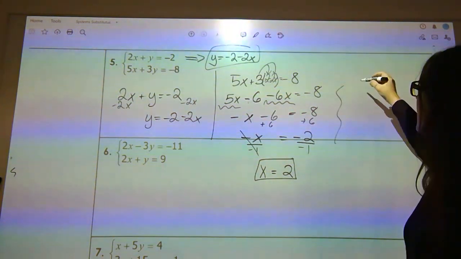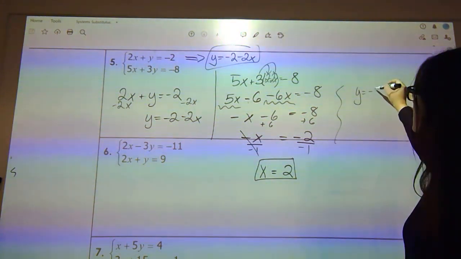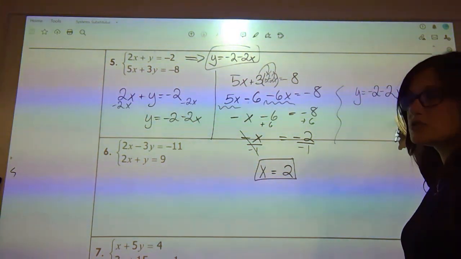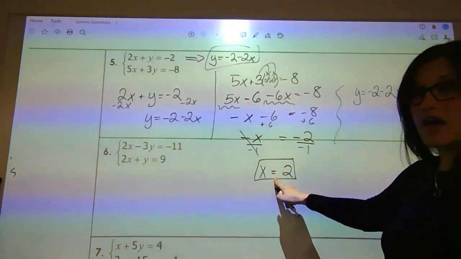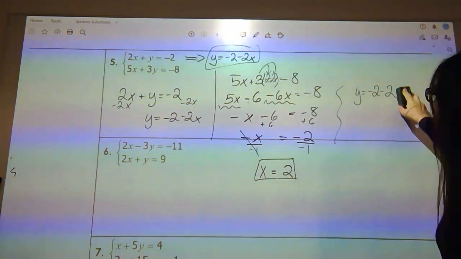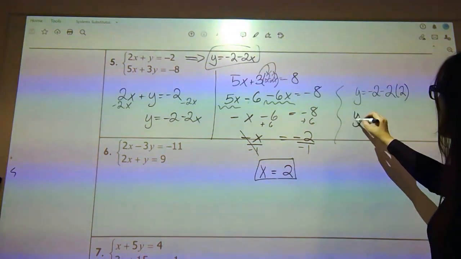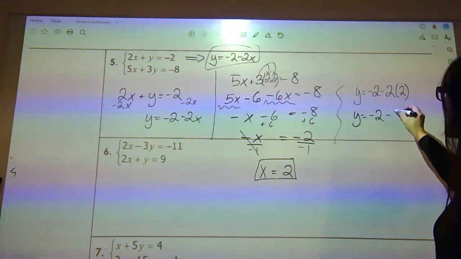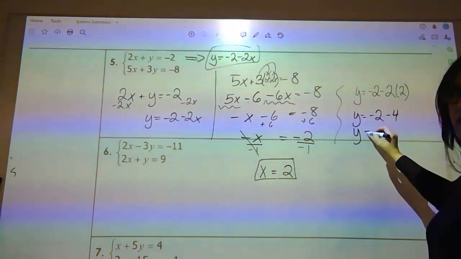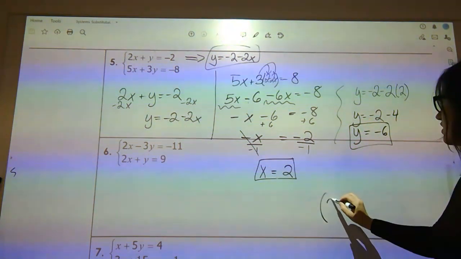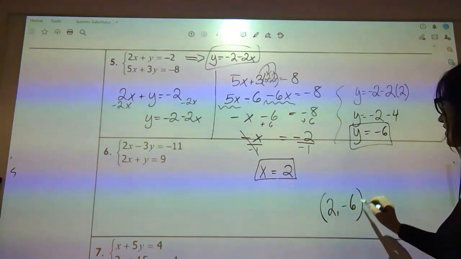Everybody loves it. Okay, so I have y equals -2 minus 2x. But instead of x, what do I want to substitute in? This guy. I just found out what x is, so I'm going to do that. All right, so y equals -2 minus 4. Y equals -6. So my solution is (2, -6).